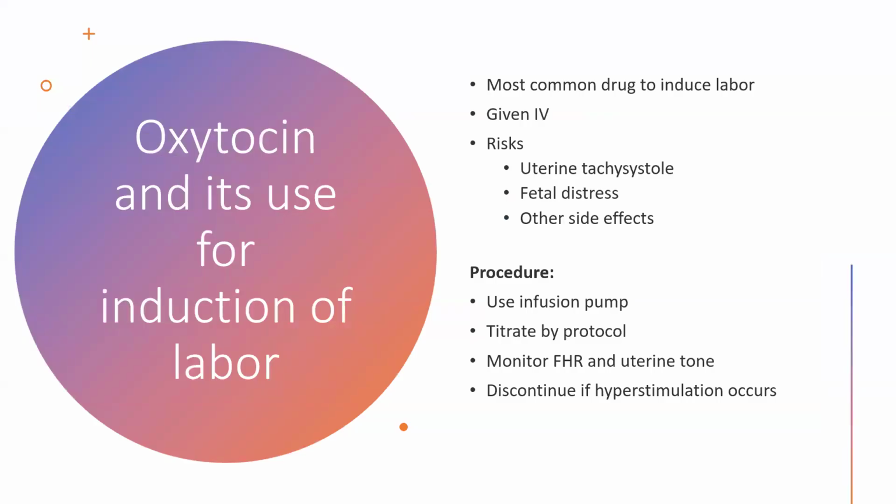When thinking about oxytocin and its use for induction of labor, remember that oxytocin is a hormone that's naturally produced in the body and it causes uterine contractions. And Pitocin is the synthetic form of oxytocin. This is the medication that mimics the oxytocin, and we typically give it through an IV drip. It's used to start labor, it's used to make contractions more frequent, as well as to strengthen weak contractions. And we also use it to help prevent postpartum hemorrhage.